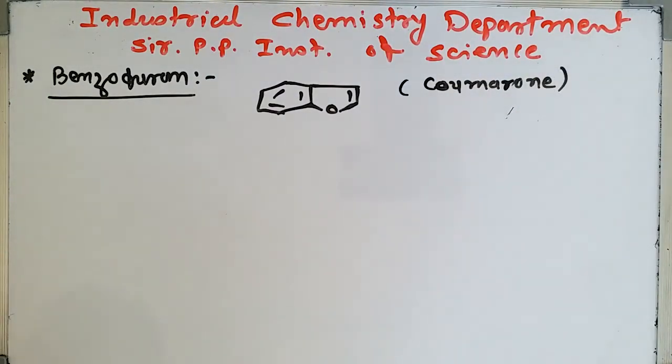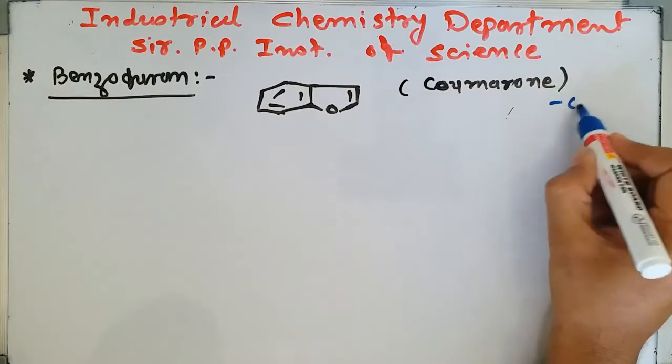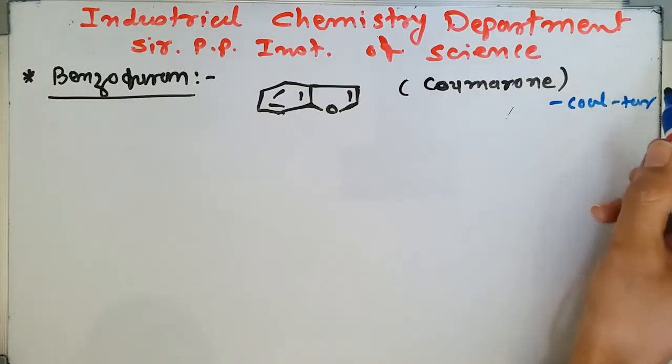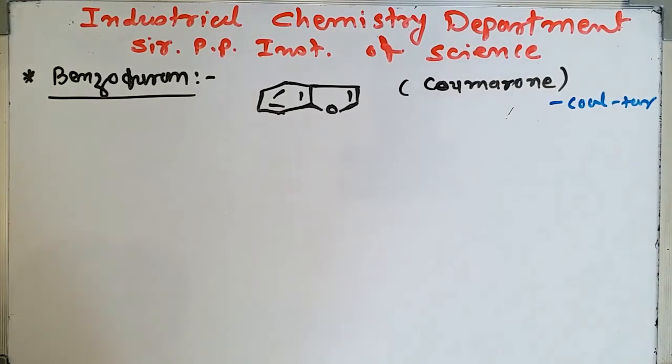So we start. Today's topic is benzofuran. It occurs naturally from coal tar. Synthetically, we have different routes for benzofuran. We have two different routes. So let us see them one by one.